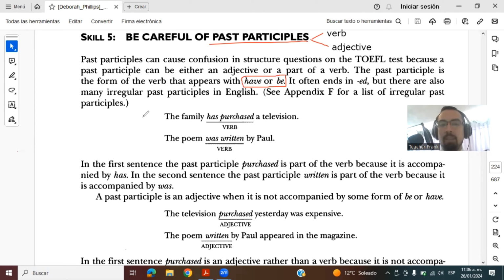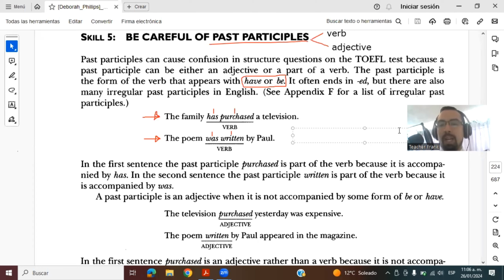It says here, the family has purchased a television. In this case, purchased is going to be a verb because there is a variation of the verb have, right? Which could be has or had, in past also. Or for example, the poem was written by Paul. In this case, was written. Written is a past participle, right? And was is a form of the verb to be. So the past participles are the verbs that are in the third row of a list of verbs.